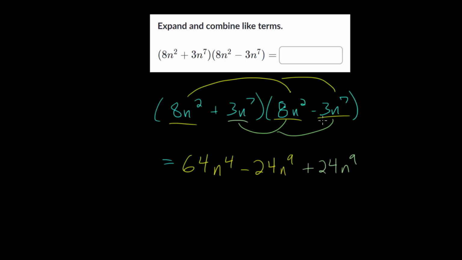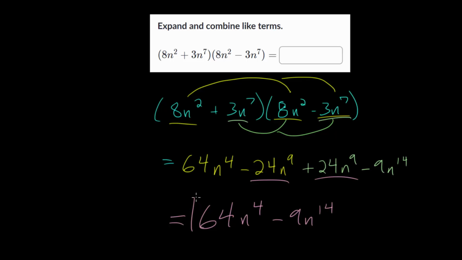And then we do 3n to the 7th, multiplied by minus 3n to the 7th. So 3 and minus 3, that's minus 9. And n to the 7th times n to the 7th, that's n to the 14th. You have 7 n's here, and you're multiplying by 7 more n's here, and so in total, you have 14 n's multiplied together. And lastly, we just simplify everything. So notice that the two middle terms are going to cancel each other out. Minus 24 times n to the 9th plus 24 n to the 9th, those are going to be 0. So we get 64n to the 4th minus 9n to the 14th. So this should be our final answer.